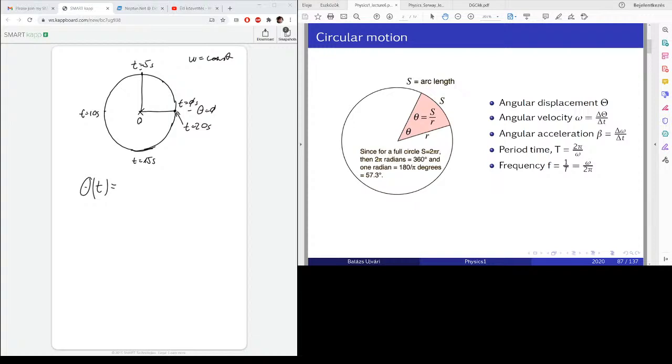Thanks, that's okay. It's pi over 10 times t. Since at t equals 0 we were at 0, there is no offset part. Let's just double check it. For example, at t equals 10 I'm at pi, which is exactly where I am. Thanks for the answer. Let's go further.